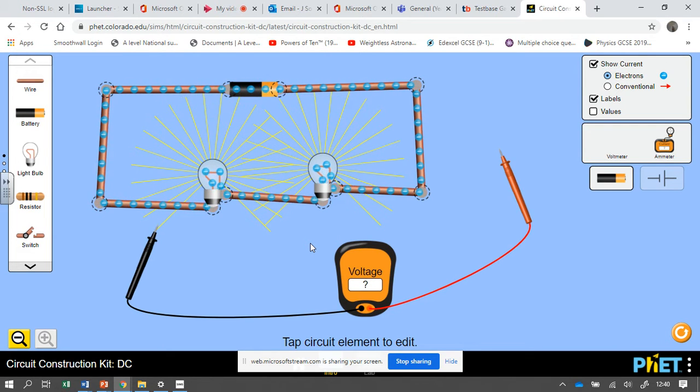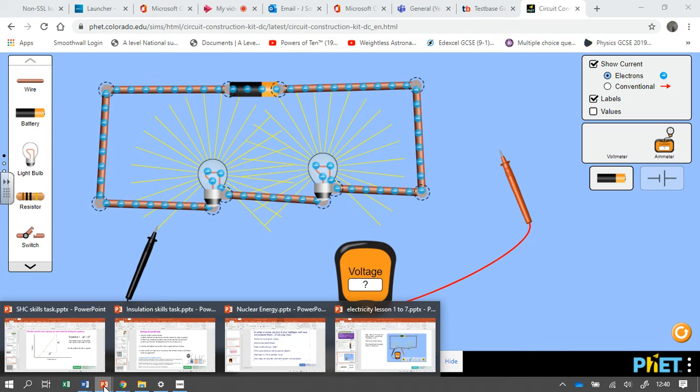Have a think. I do encourage you, go to PHET Colorado. Do just a search for PHET Colorado and it'll come up. Okay. Right.